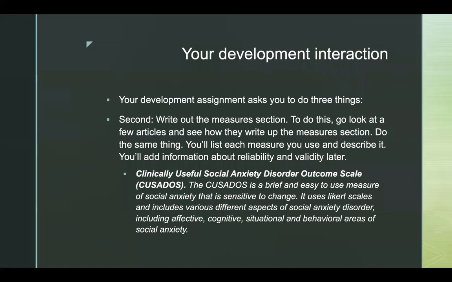Okay, the next thing you have to do is write out your measures section. In order to write out the measures, it's probably best to take a look at a few articles. Get online, look at some articles, see how they do it. Get familiar with how they write up measures sections, and then do the same thing. So what you want to do is list each measure that you're going to use. And here you want to include demographic information, because everyone will list basic demographic information.